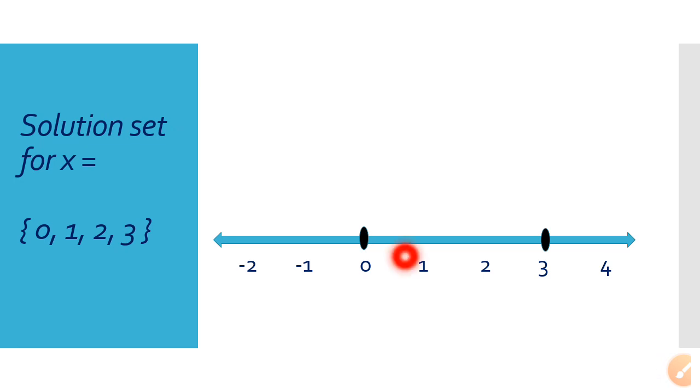So first, 0 is marked here; you can see a solid dot is given at 0. And at 3 another dot is given. But remember that the dot should be solid. A dark dot should be given at the particular numbers in the number line. So this is the graphical representation of this particular solution set 0, 1, 2, 3. Let's see one more example.